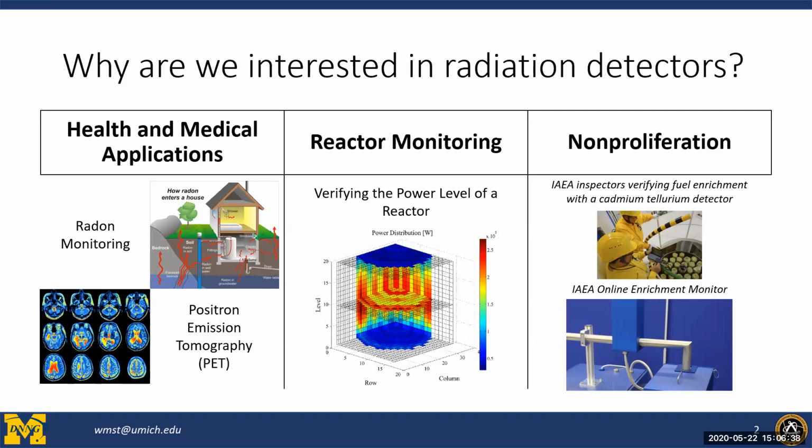It can also be used for reactor monitoring, for verifying power levels, for monitoring reactor period, things of that nature. And finally, our major application for it is non-proliferation. So you can see here, these are images from the IAEA, where inspectors are verifying fuel. And then at the bottom right here, you can see one of the IAEA online enrichment monitoring systems that they have. So let's break down detection a little bit.